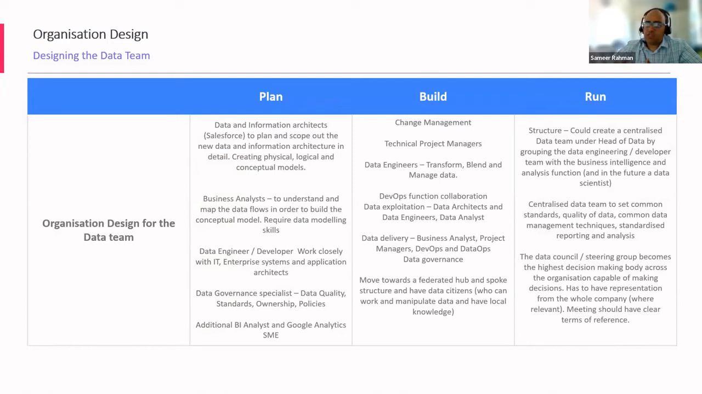And then organizational design of the data team. How do you plan? How do you build? How do you run? So what do you need in the first stage? In this case, they needed the data and information architects to plan and scope out the new data and information architecture in detail. They needed the business analysts, they needed the data engineers, the governance people. Not that they didn't have most of it, but that was the basics that they needed.